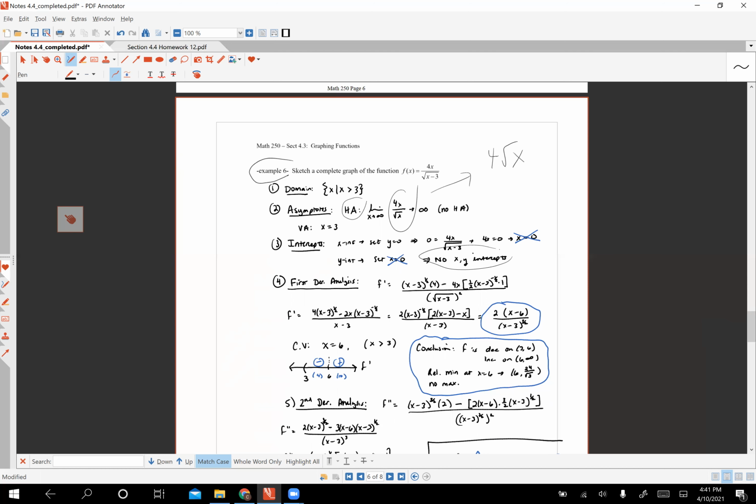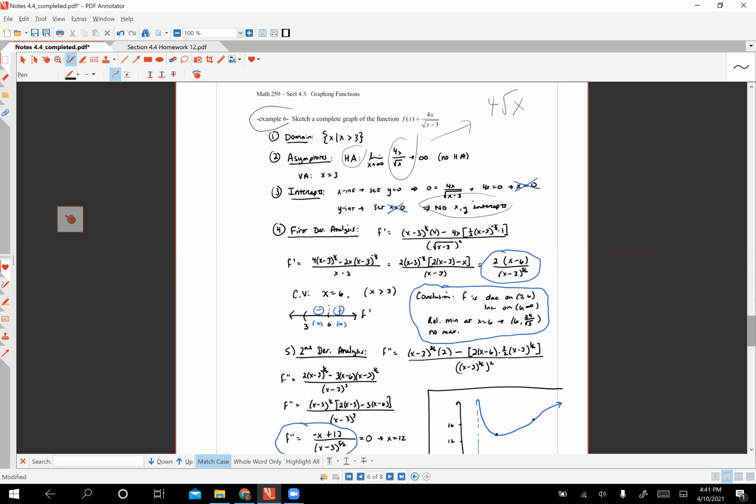Okay, so first derivative. We just use our friend, the quotient rule, and then we go through all these steps. And eventually, if you simplify it, here are the steps right here. I'm pointing my arrows at it. So hopefully we're really very good at this right now. When we take the derivative of 4x over the square root of x minus 3, we end up with 2 times x minus 6 divided by x minus 3 to the 3 halves. So clearly the first derivative is 0 at x equal to 6.